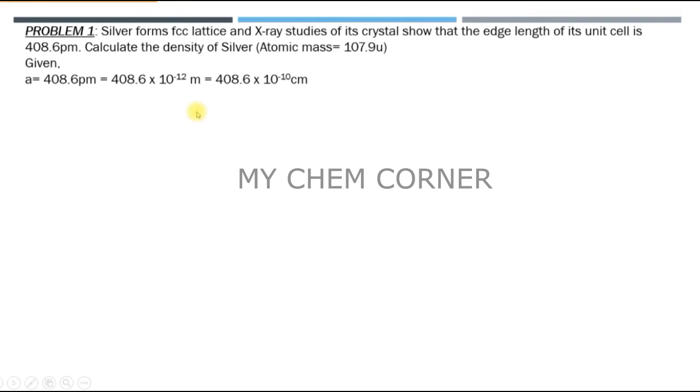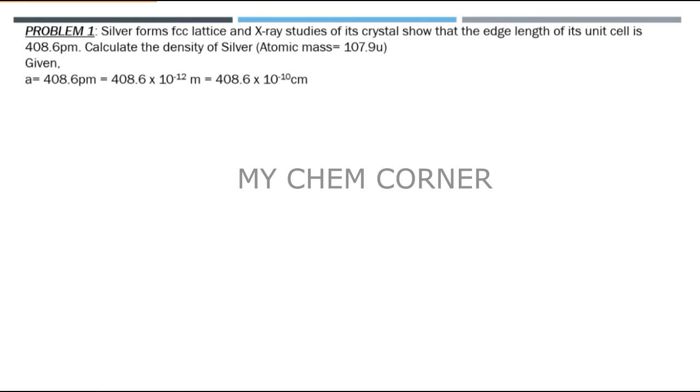First, a is given to us. a is nothing but the edge length, given as 408.6 picometer. I said that we will not use picometer directly in the problem. Instead, we need to show its conversion, so we will convert it to centimeter. 408.6 picometer, when converted to centimeter, is 408.6 times 10 to the power minus 10 centimeter. I've just shown meter here so you know what the conversion looks like, but centimeter alone is more than enough. This is the value you're going to use in the substitution and further calculation.